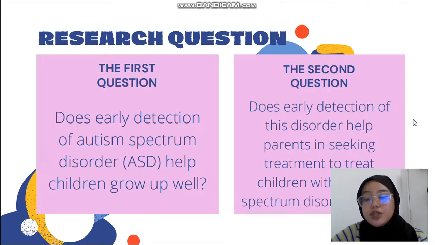So for the research question, I use a few questions that help me in final year project. So the first question is, does early detection of autism spectrum disorder ASD help children grow up well? And the second question is, does early detection of this disorder help parents in seeking treatment to treat children with autism spectrum disorders ASD?